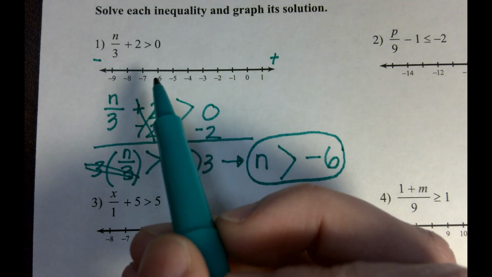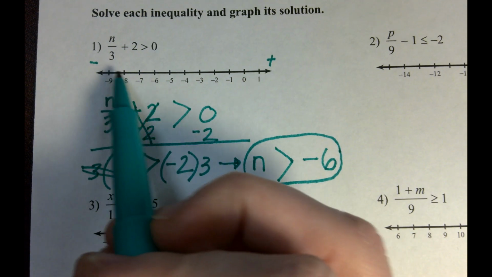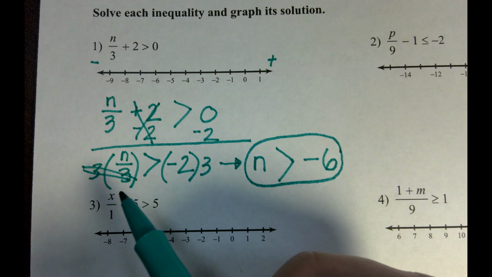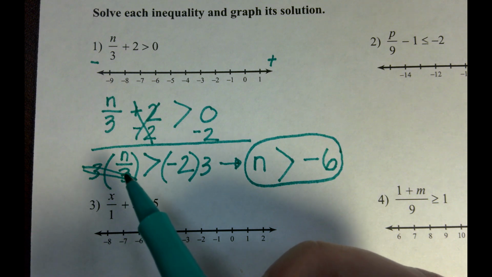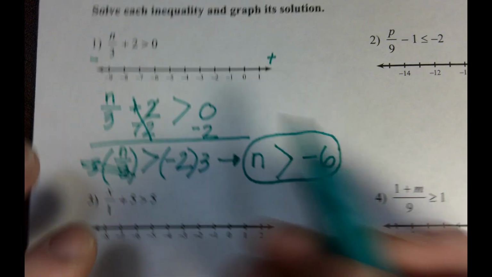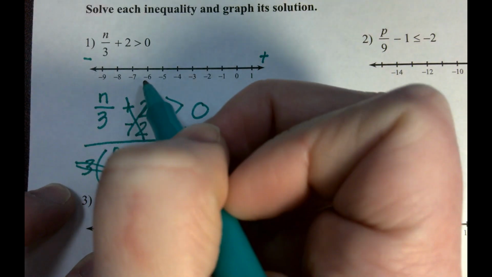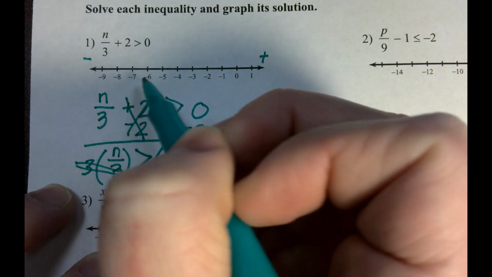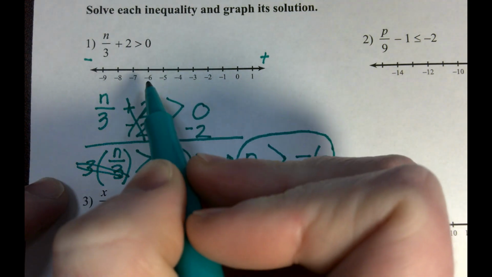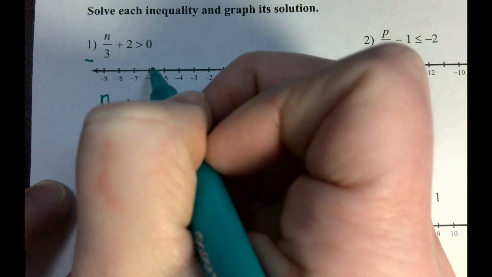So let's go to our graph now. I see they've given us a bunch of numbers. Which number am I going to be focusing on? Negative 6, the answer we got. So we're always going to start with labeling that number. It's already labeled for us. Next step, what are we doing? Circle. We're going to circle it.